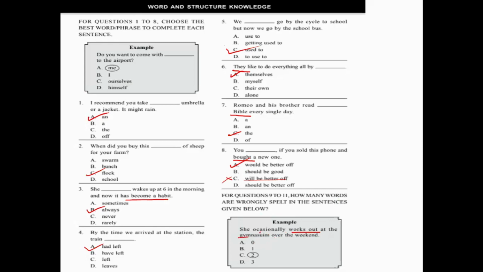And again, occasionally, this is again a wrong thing here. This is spelled incorrectly. It should be OCCASIONALLY. So this one is one thing where we have an error. And then gymnasium, it should be simply gym. Okay, so we have two things which are not correct. So the correct answer is option C here. Okay, likewise we have to answer the rest of the questions also.